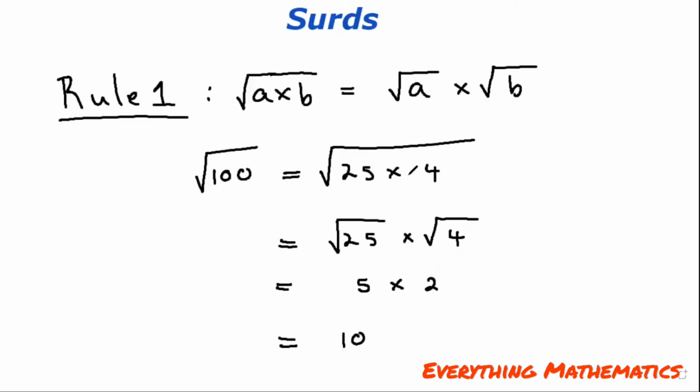But this is how, using surds, or the concept of surds, rule 1, it could help us to square root a number that we did not know would have been a perfect square, or may have known. Good. Let's look at another example.